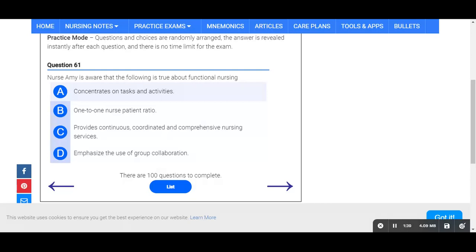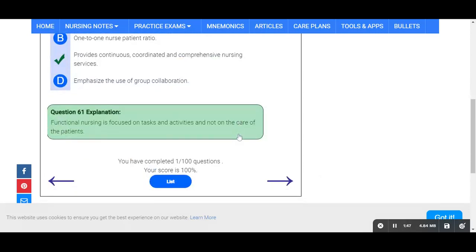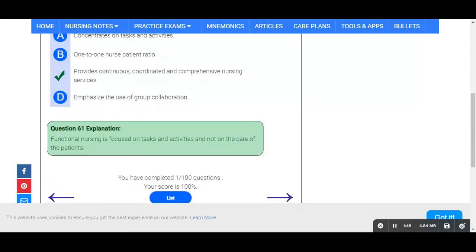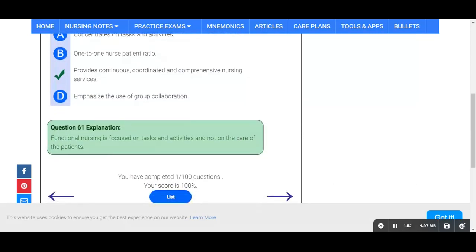Now, question number 61. Nurse Amy is aware that the following is true about functional nursing: concentrates on tasks and activities, one-to-one nurse-patient ratio, provides continuous coordinated and comprehensive nursing services, emphasizes the use of group collaboration. This is the answer: functional nursing is focused on tasks and activities and not on the care of patients.